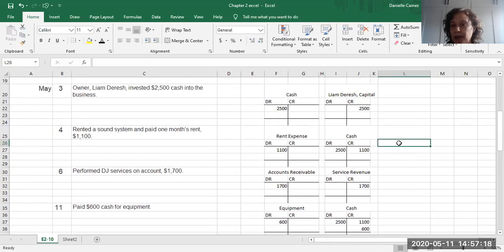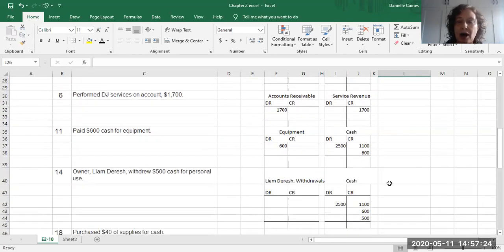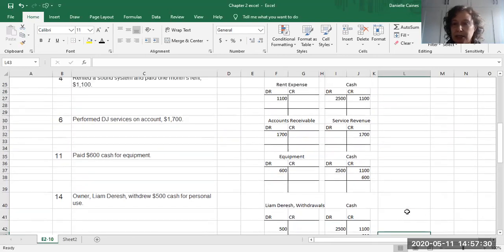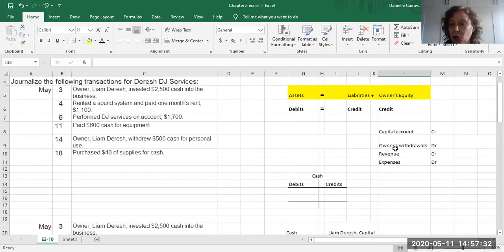We don't just debit the capital account here. We keep track of all of the withdrawals. So we are having its own account, Liam Darish withdrawals, and it's going to be a debit, because as we stated up here, owner's withdrawals are a debit account because they will decrease owner's equity.